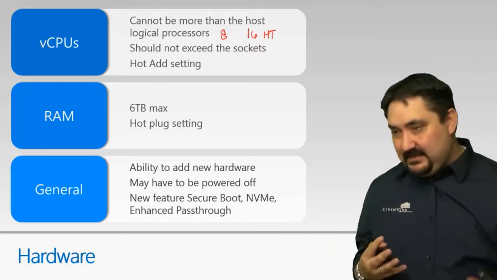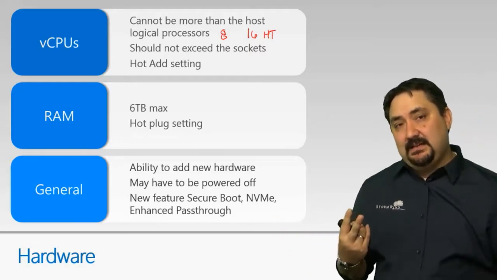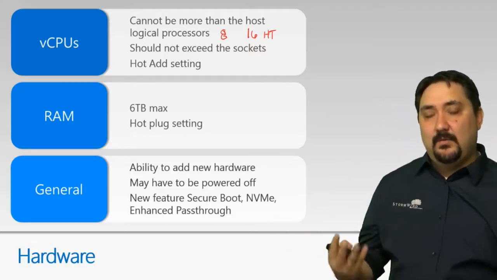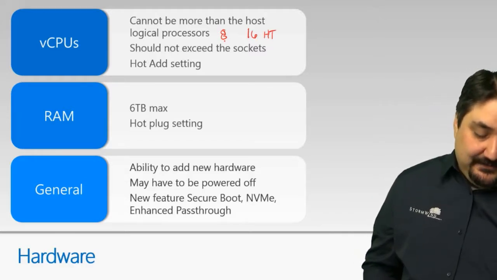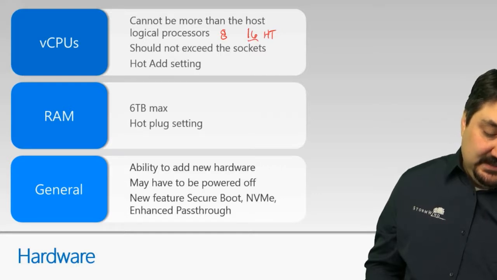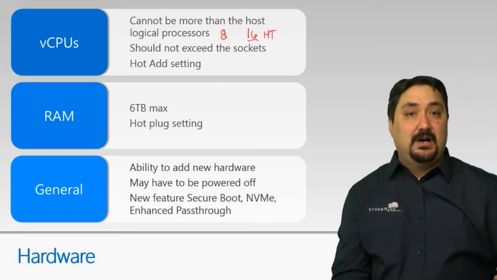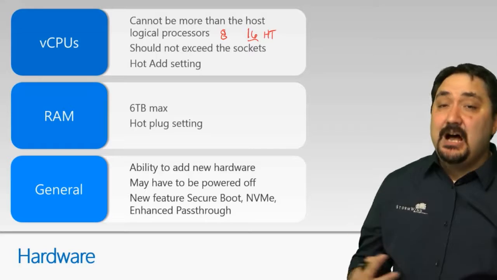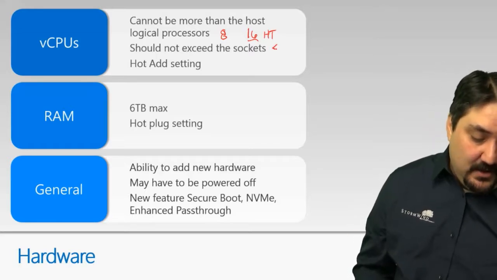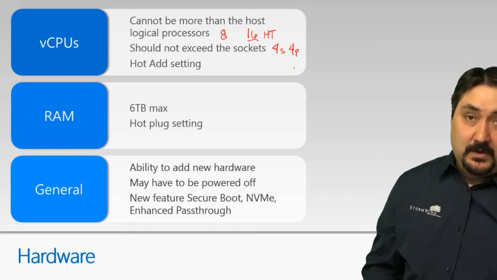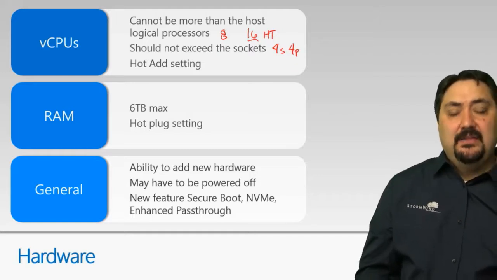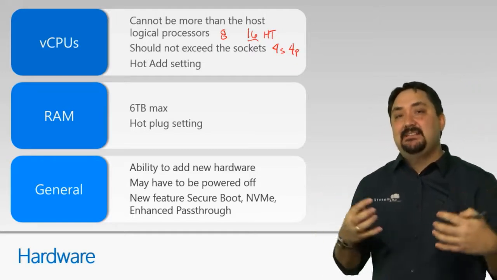So let's review. I have 2 physical sockets. Each socket has a 4-core processor in it. So even though I have 8 or even 16 if I'm hyper-threading, 16 logical processors, I cannot tell my virtual machine that I have 4 physical sockets with 4 processors each, with 4 cores each. I can't tell it that. And the reason is that will create contention.